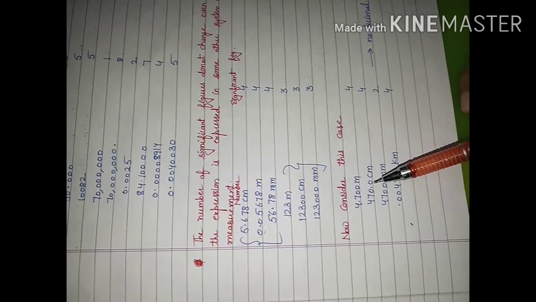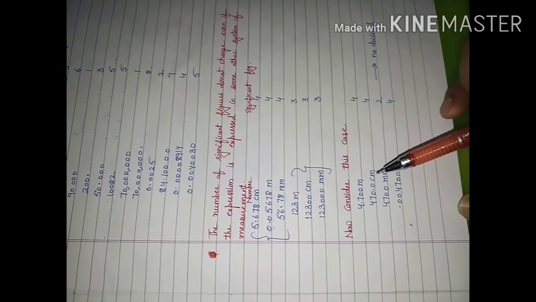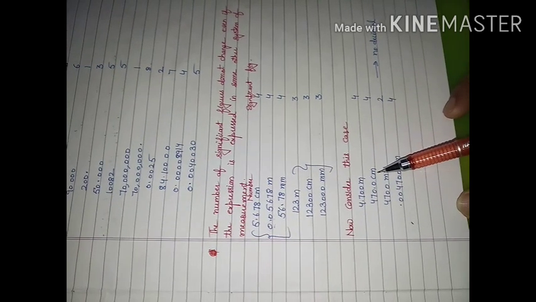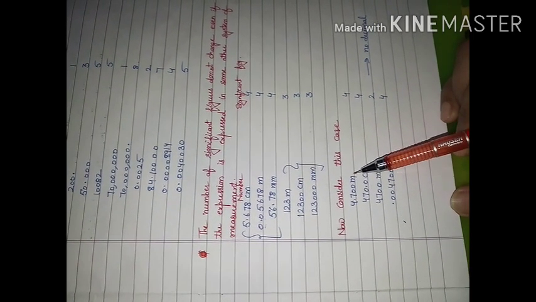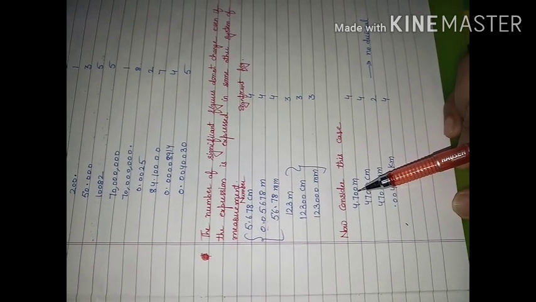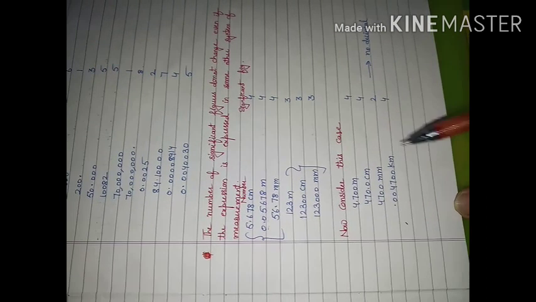Let us consider we have this reading, 4.700 meter, and this is converted into centimeter. When you convert this into centimeter, you will multiply by 100. This decimal will shift 2 places this side. So we will get 470.0 centimeter.